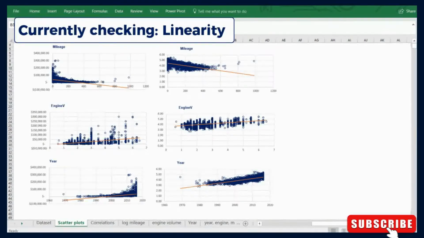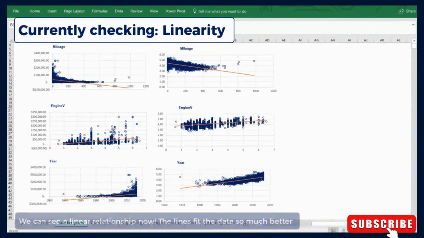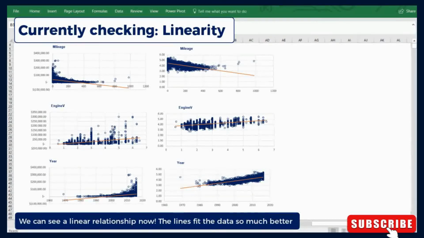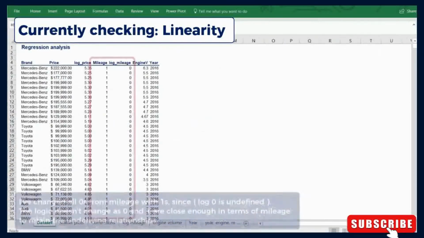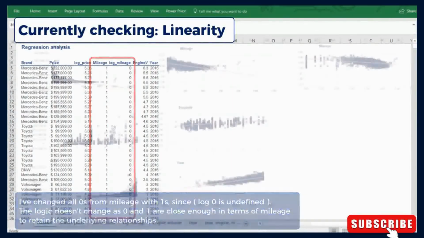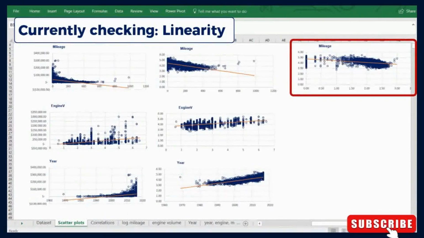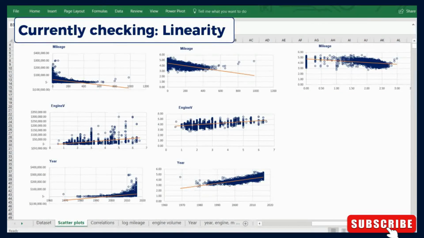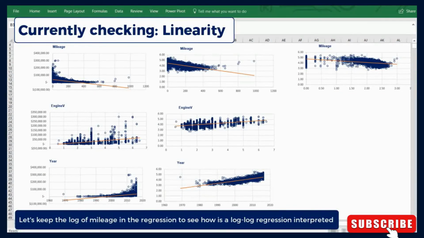Alright, we can see a linear pattern in the plots now. The lines fit the data so much better. However, I'd like to take the log of mileage and do a log-log scatterplot, as I suspect that we will get even better results. Okay, I was kind of wrong. It is hard to say if this is an improvement. But let's keep the log of mileage in the regression, as to see how a log-log relationship is interpreted.